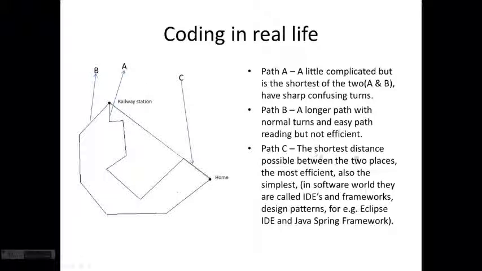You can just travel straight to my home from the railway station. You just have to take a ticket from here, and by metro you can reach my home, and it's very cheaper too, and it's very fast. It's quick. See, it's very quick. So see, the shortest path possible between the two places, the most efficient and also the simplest.